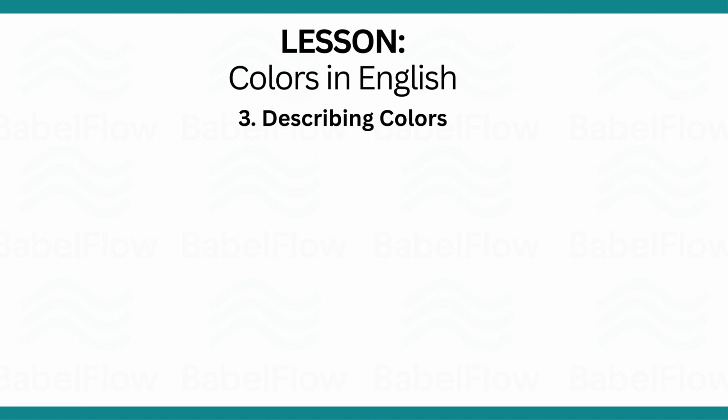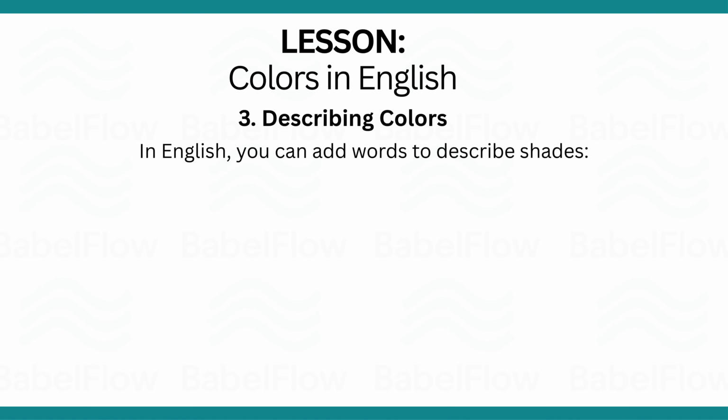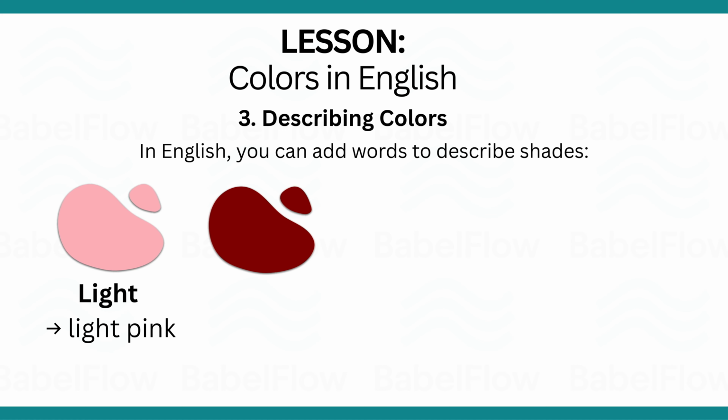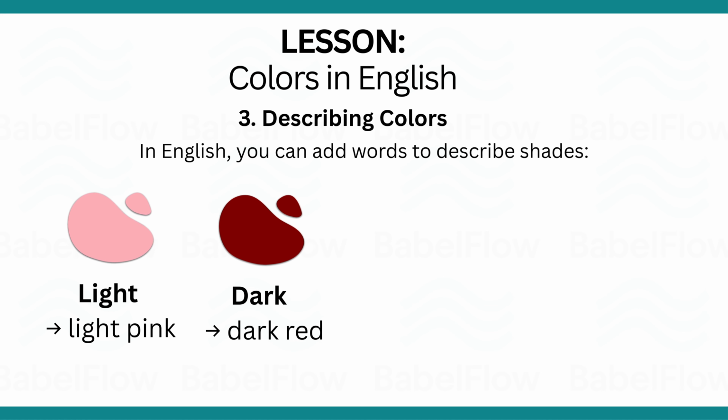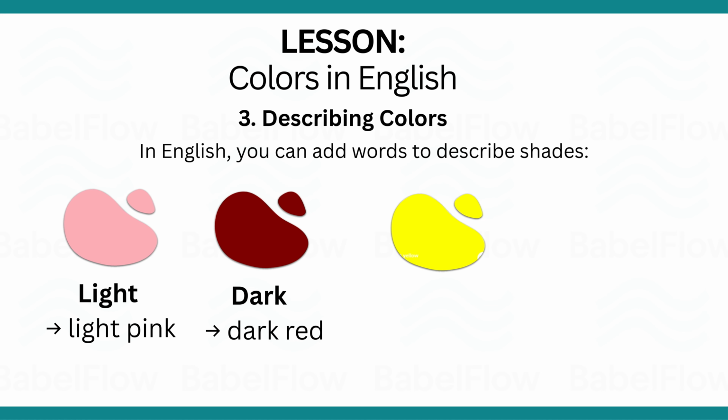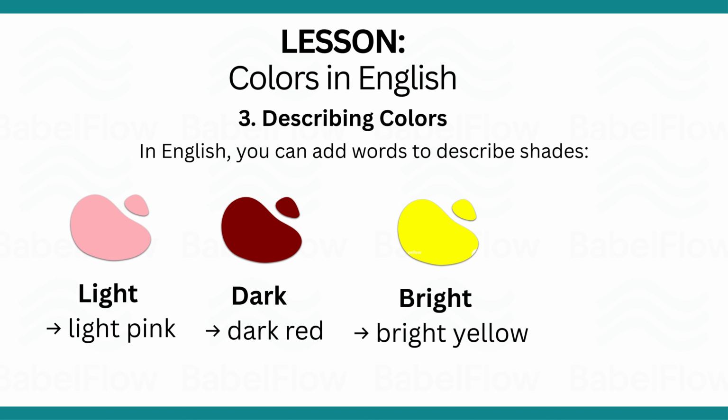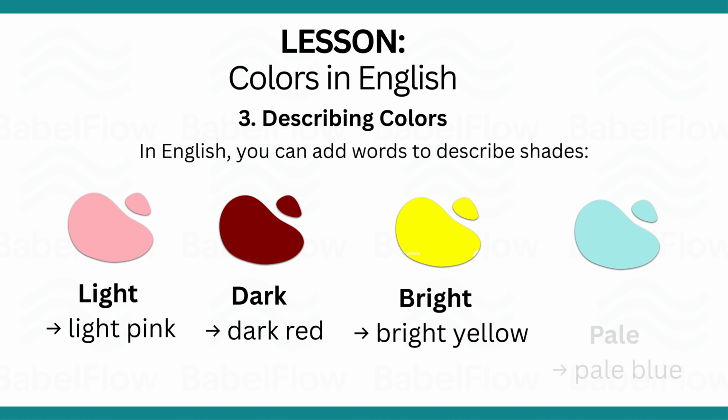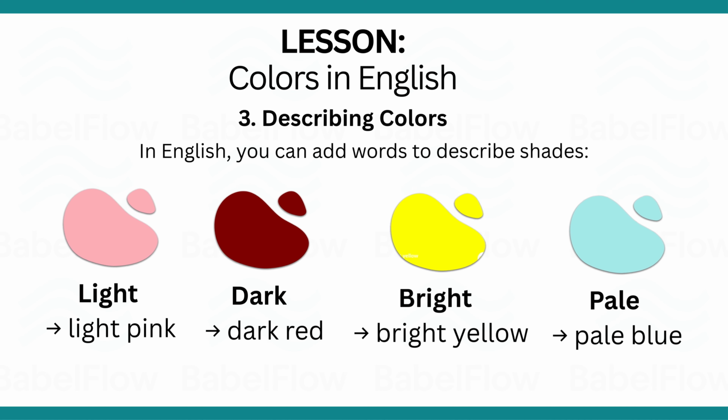Describing colors. In English, you can add words to describe shades. Light, light pink, dark, dark red, bright, bright yellow, pale, pale blue.